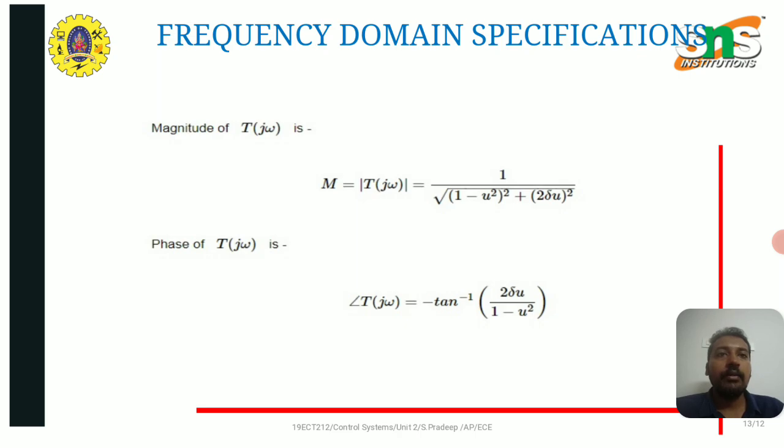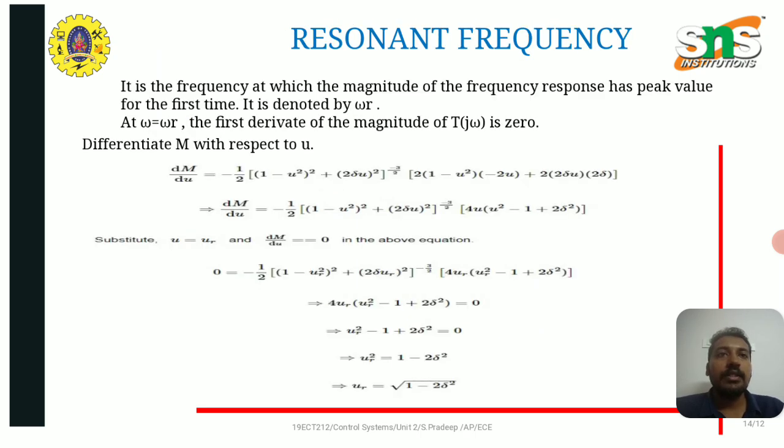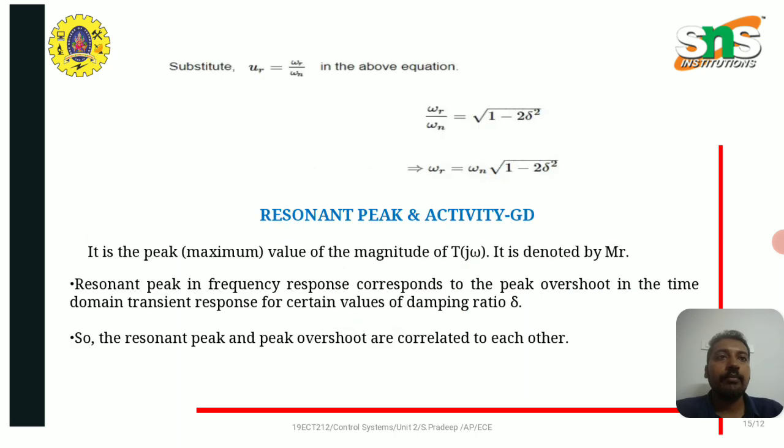The magnitude and phase of T of j omega is given in this slide. Resonant frequency is the frequency at which the magnitude of the frequency response has peak value for the first time. It is denoted by omega r. At omega equal to omega r, the first derivative of the magnitude of T of j omega is 0. Differentiating M with respect to u, we get the solution u equal to square root of 1 minus 2 delta square, and omega r equal to omega n square root of 1 minus 2 delta square.